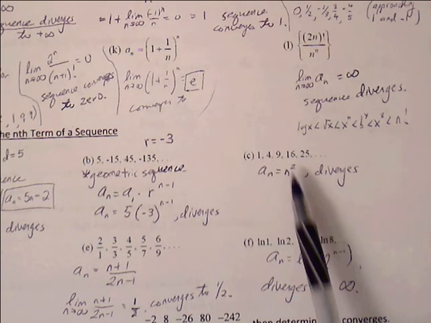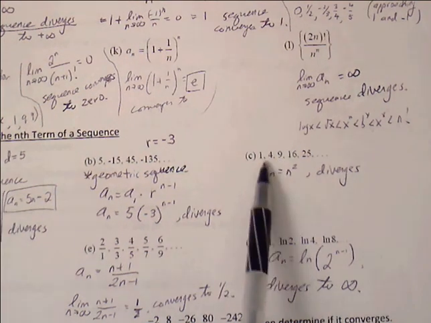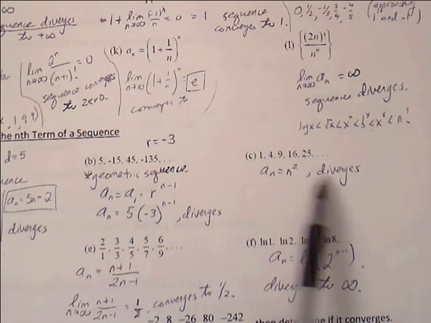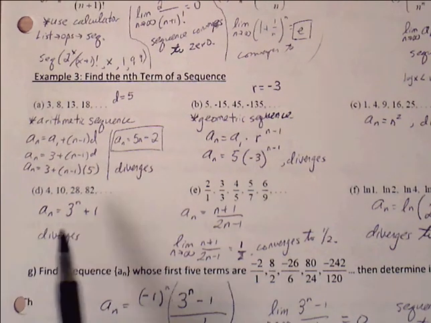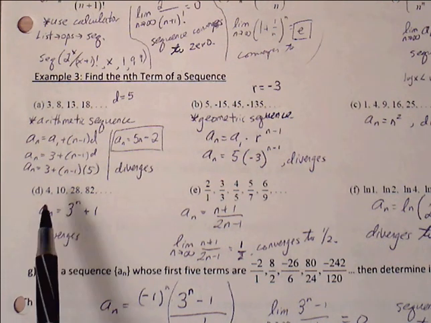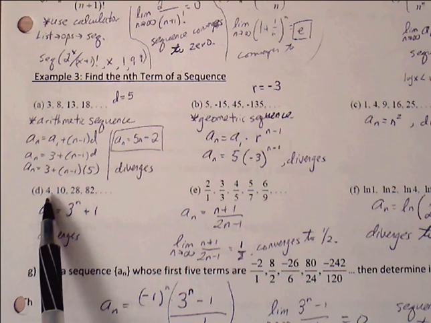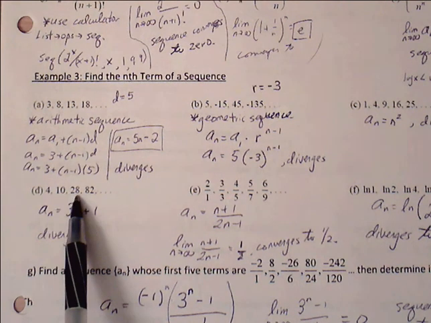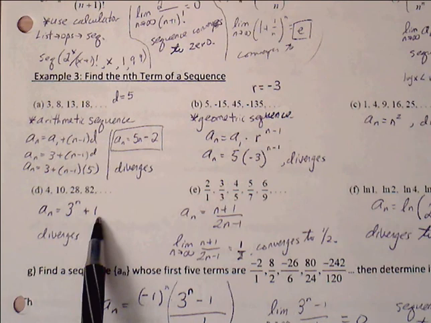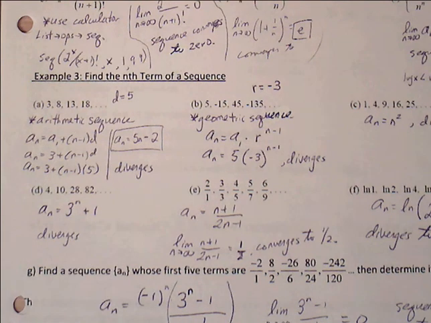Next here, 1, 4, 9, 16, 25. These are all perfect squares. So a sub n is equal to n squared, and n squared will simply diverge. 4, 10, 28, 82. If you look at this pattern here, this is similar to 3 to the nth power plus 1. So this is 3 squared plus 1, 3 cubed plus 1, 3 to the 4th, which is 81 plus 1, which gives us 82. And so 3 to the n plus 1 will simply diverge.